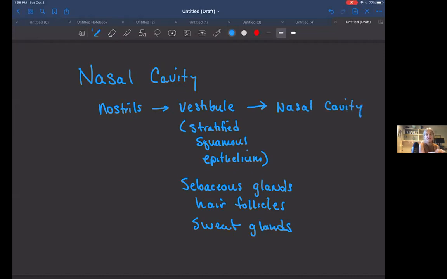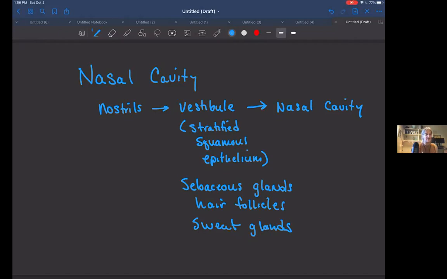So the nasal cavity is separated by the septum, right? And that nasal septum is important. Sometimes it causes a problem and you have to have surgery on your nasal septum if it's deviated from where it's supposed to be, right?